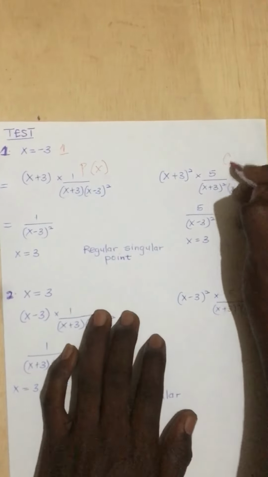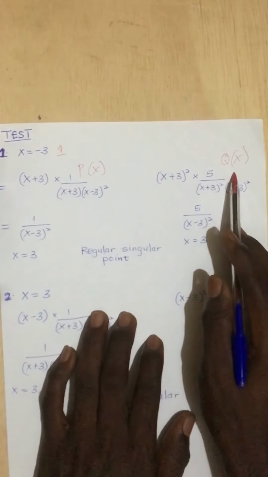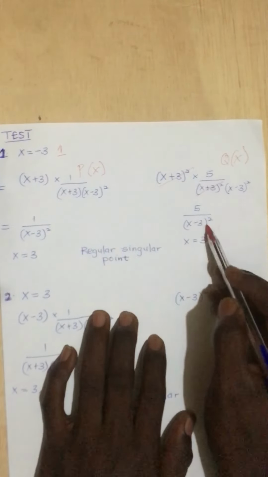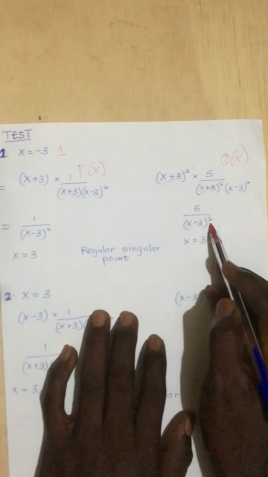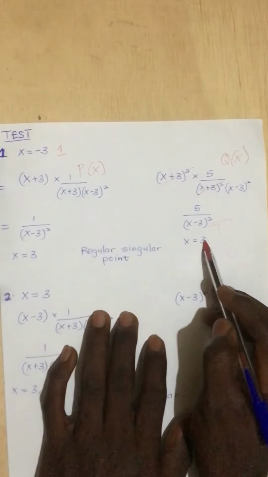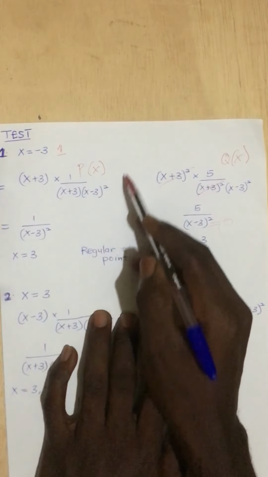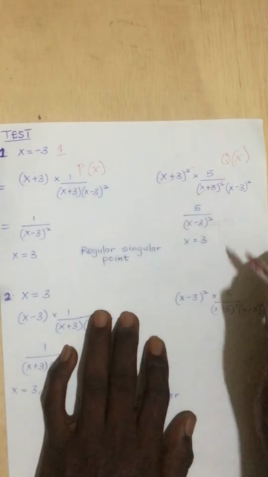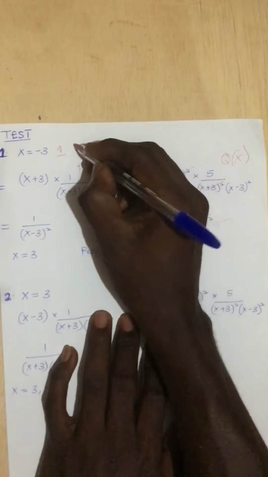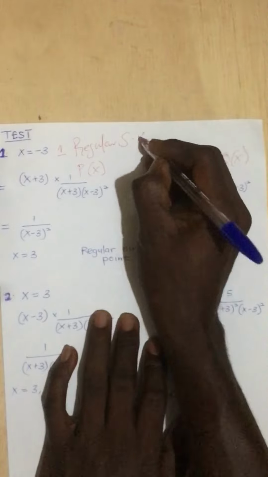Now for the q of x, we square this and multiply by our q of x. When you do this, this will cancel this, so it will be left with 5 over this. And then when you find the singularity, we equate the denominator to 0, and our x will be 3, which is not the same as this. That means it clears the singularity at x equal to minus 3. So this becomes our regular singular point. Are you okay?